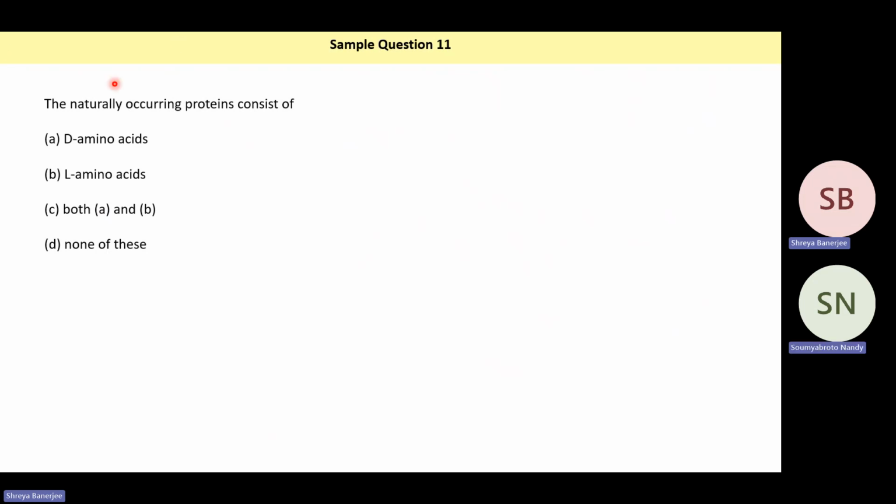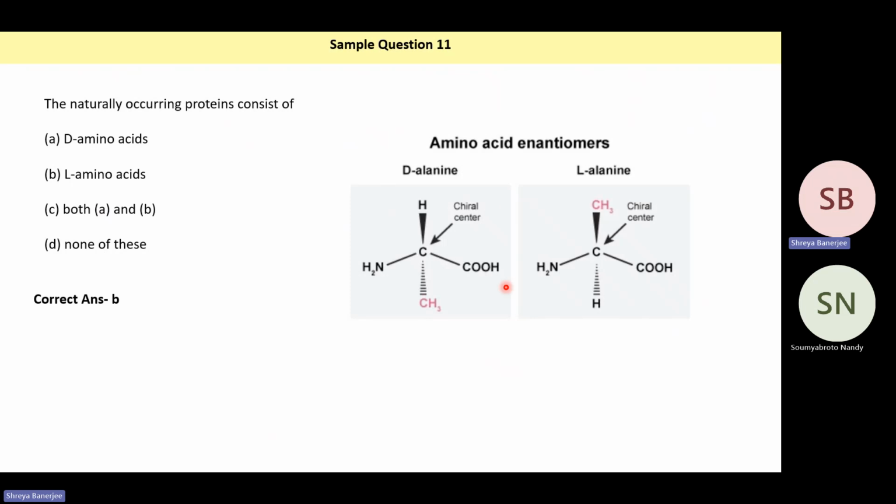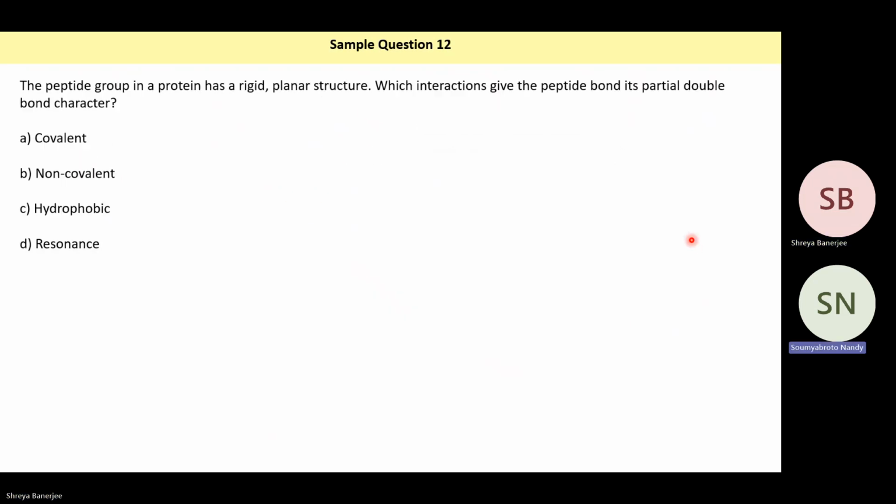This is another question: naturally occurring proteins consist of what kind of amino acids? D amino acids or L amino acids, or both or none? Ma'am, L amino acids. Yeah. So this is also just a fact to remember. There is no reason or anything for that. So L amino acid is the one which is naturally occurring in humans.